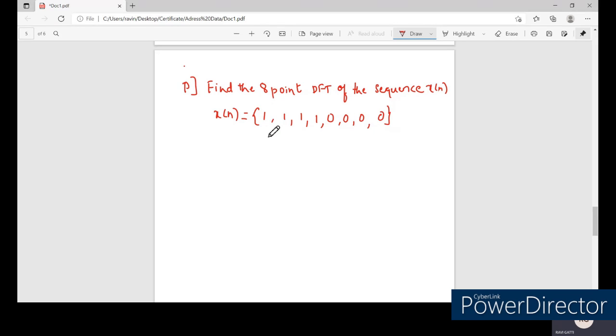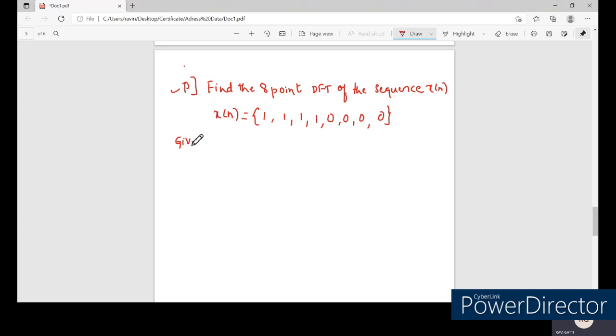In today's class, let us try to find out how we can find the 8-point DFT of the given sequence. So for that, consider the problem. You need to find the 8-point DFT of the given signal, x of n, which they have given as 4 ones followed by 4 zeros. So for that, first you need to find out what terms they have given you.